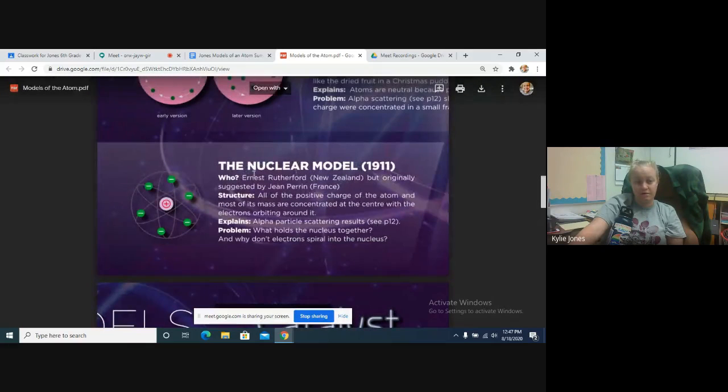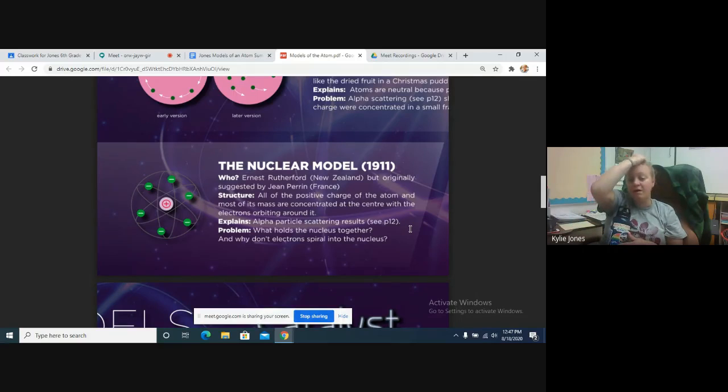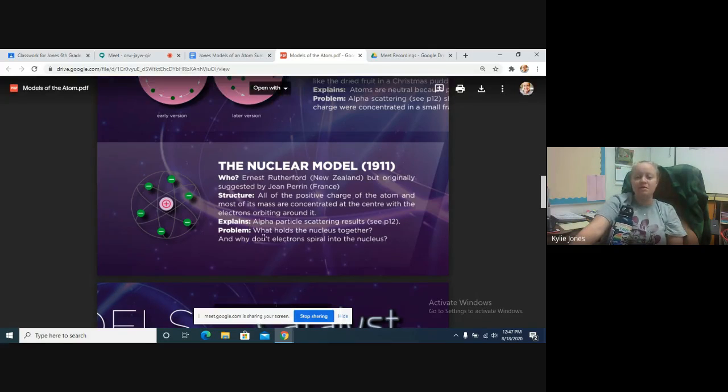Our fourth one is the nuclear model, 1911. It was done by Ernest Rutherford from New Zealand, but it was originally suggested by Jean Perrin from France. This structure is that all of the positive charge of the atom and most of its mass is concentrated at the center with the electrons orbiting around it. This explains the alpha particle scattering results, which we'll again talk about on page 12. The problem, though, is what holds the nucleus together and why don't the electrons spiral inside the nucleus as well?